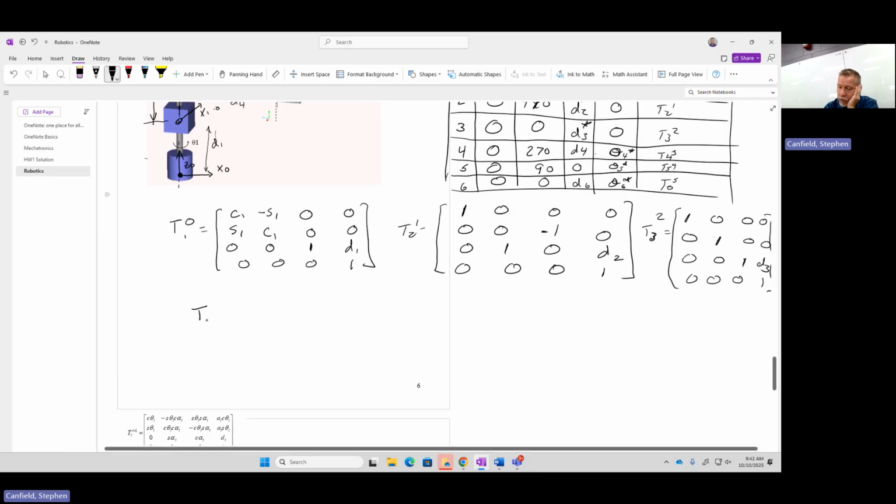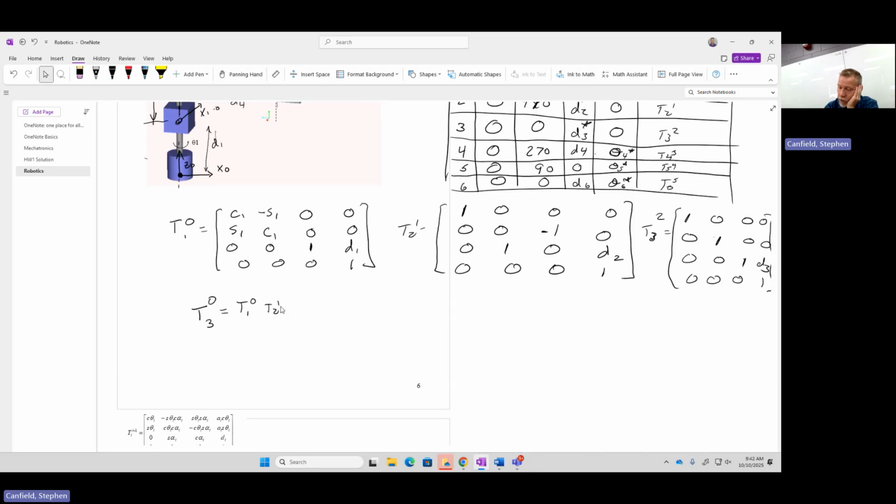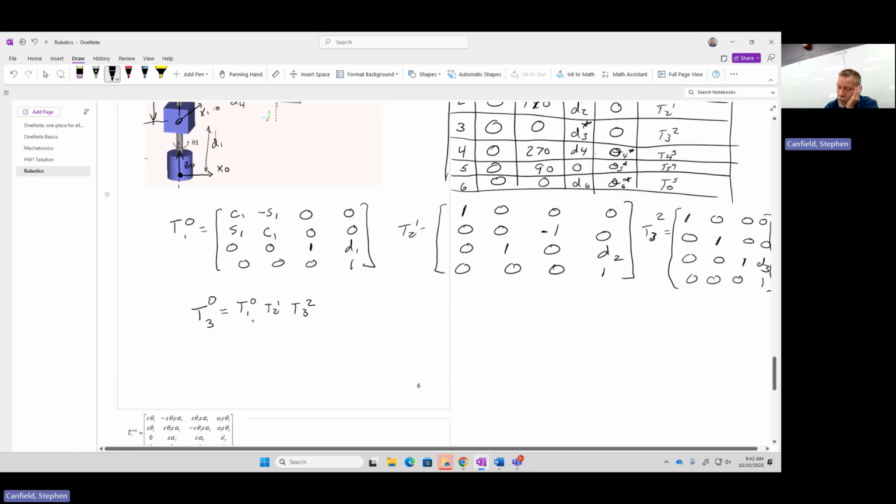I'm only halfway. So T2 on 0 is T1 on 0 times T2 on 1, or you could write it like this. You could say T3 on 0 is T1 on 0 times T2 on 1 times T3 on 2. I'm going to multiply those two first. That's going to give me T2 on 0. So let's do that multiplication.